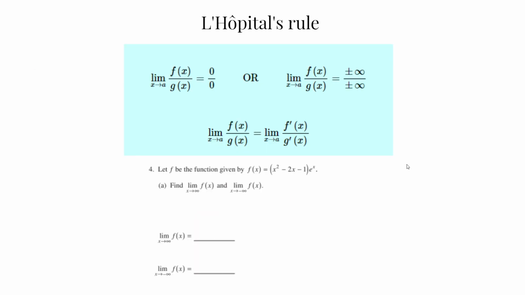Okay, L'Hopital's rule. Basically, if you have a function and you plug in the x value, and you get an indeterminate form, you can just take the derivative of the numerator and the denominator until you can get an answer. Examples of indeterminate forms are 0 over 0, infinity over infinity, that kind of stuff. Okay, so this is an example problem. One sec.